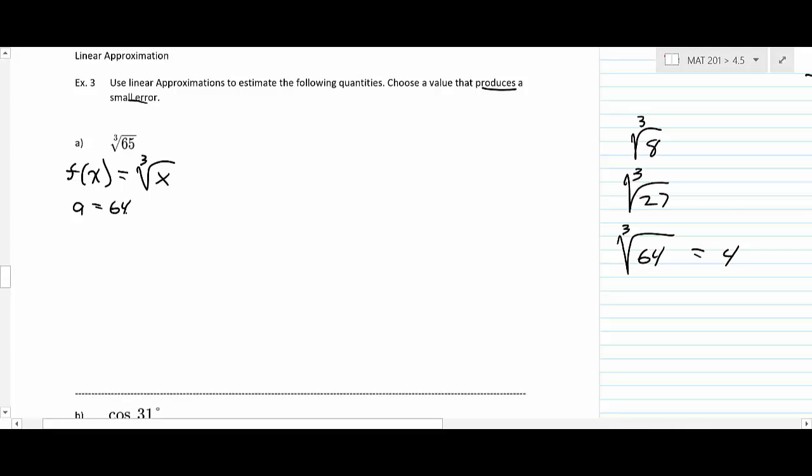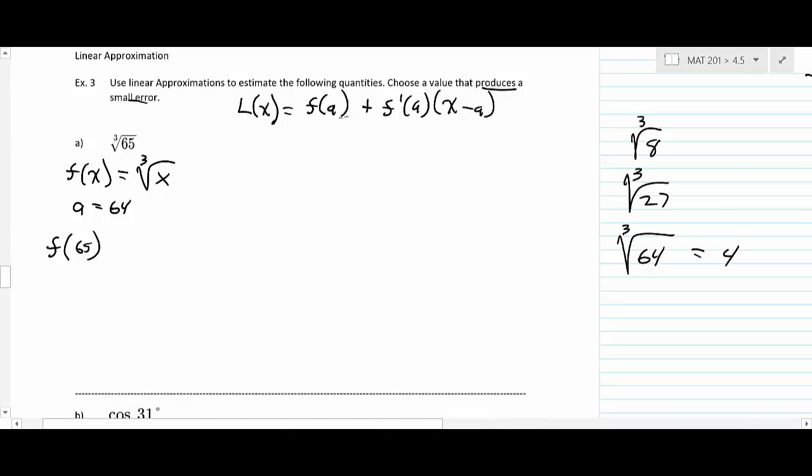You want to use something you know. Okay, that's the idea. Something that's close. All right. So what we're going to approximate is f of 65. Ultimately, we're going to find the cube root of 65. That's what we want to find. Okay, well, let's write down the formula. So L of x is f of a plus f prime of a times x minus a. Refer to the formula or do the point-slope formula, either way.